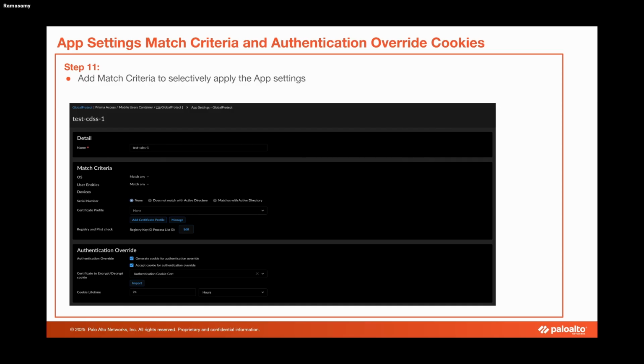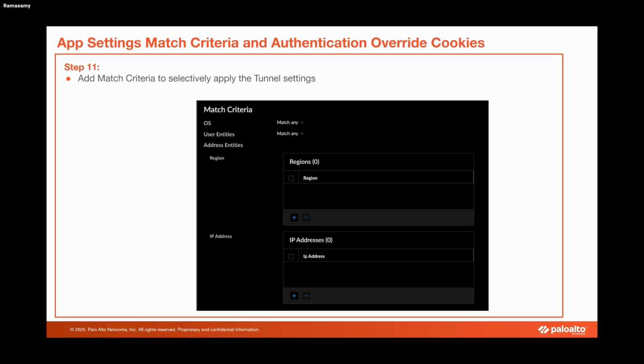Add the match criteria a user should match before connecting to an app setting. The match criteria for app settings are based on operating system and user entities. It can be a username, or the user has to be a part of a specific AD group, serial number, the certificate profiles, and then the registry, and then the process check.